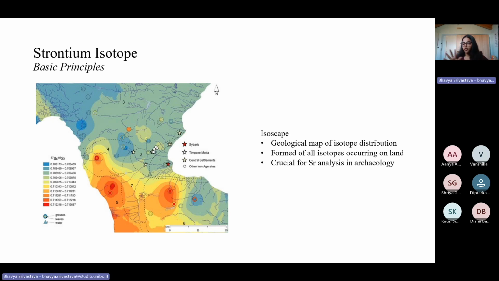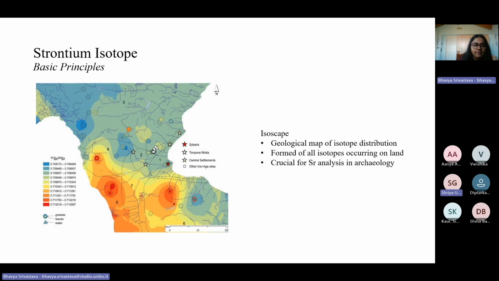Okay, this map, the very colorful map that you saw in the beginning, is an isoscape. I'll just talk a bit about what an isoscape is. As I said, the Earth's crust is formed of different rocks, and these rocks have different strontium ratios, depending on the ages when they were formed. When we map this difference in isotopes, we call that an isoscape.